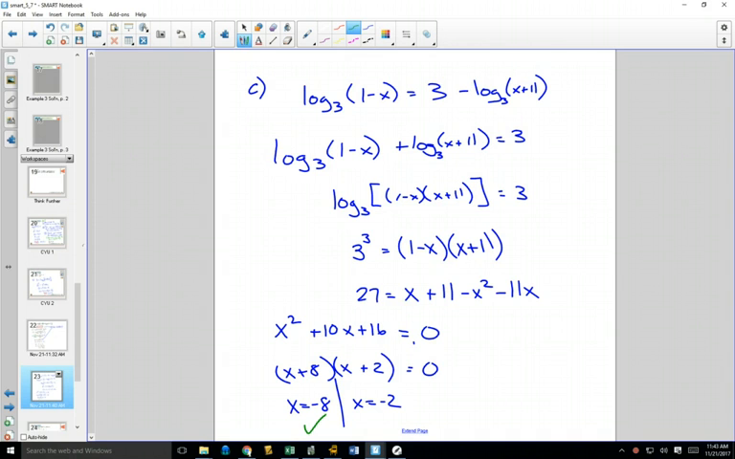What about negative 2? 1 minus negative 2 is 3. That's okay. Negative 2 plus 11, that's 9. That's okay. They both work. No extraneous roots on this one whatsoever.